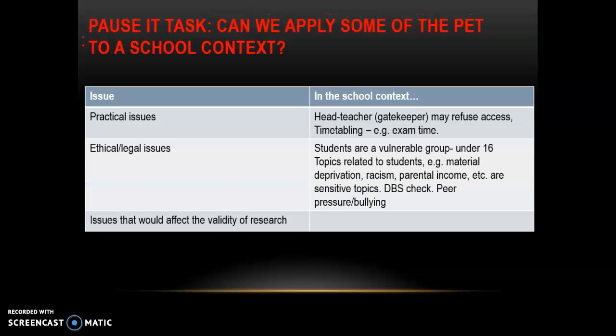Students are a vulnerable group under 16. However, a group interview in this case is often more preferable. Students are used to working in groups when they are doing classwork, so it's very similar to what they're used to. So a group interview might be really good for this group. But topics that are related to students might be really sensitive, like material deprivation, racism, parental income. These are all sensitive topics. Are they good for doing in a group interview, in a focus group?